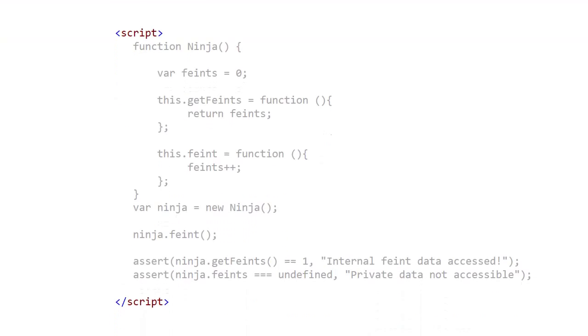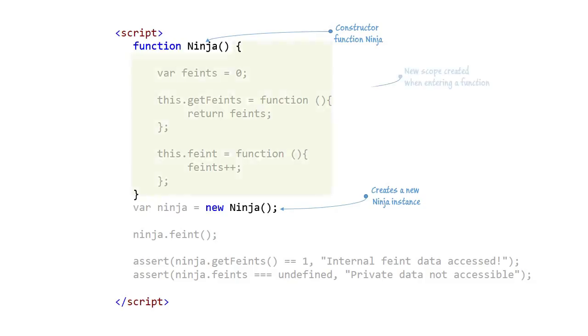Let's take a look at the following code example. We have a constructor function Ninja, which means that if we invoke it with the keyword new, a new object instance will be created. Next, when we enter the constructor, a new scope is created and we define a variable feints that will hold some private state. The JavaScript scoping rules limit the visibility of this variable to within the constructor.